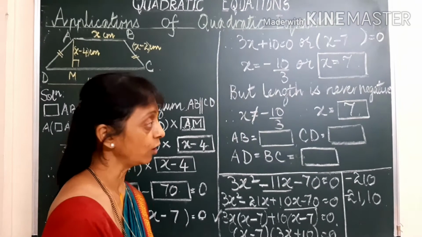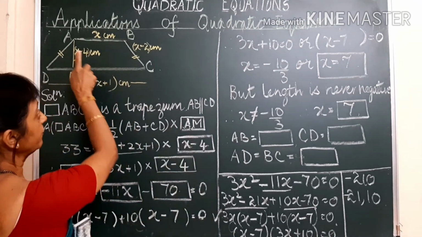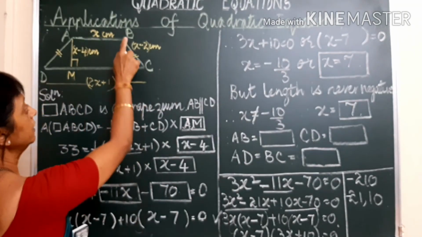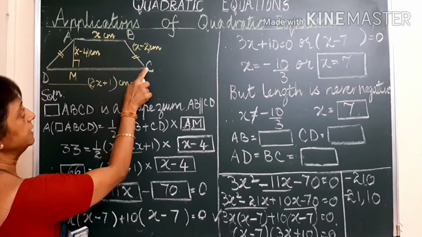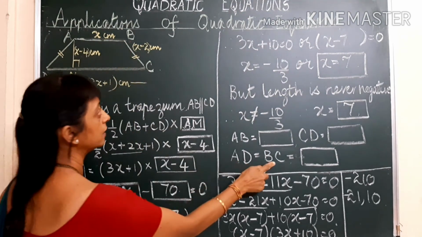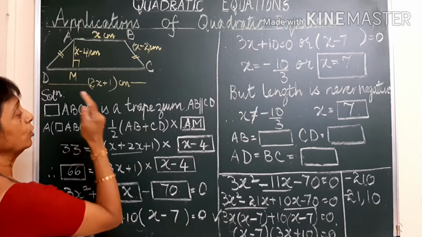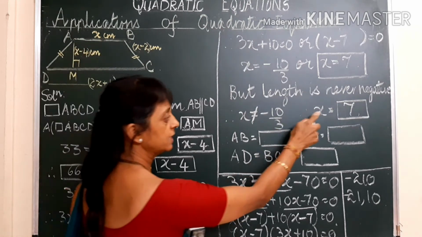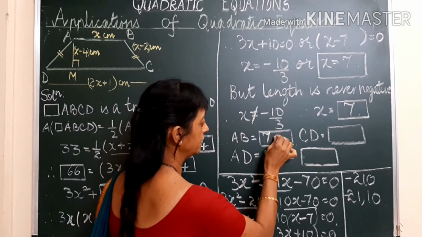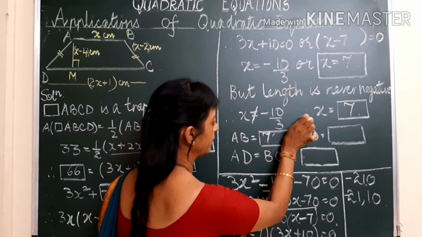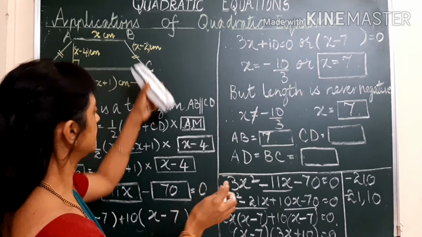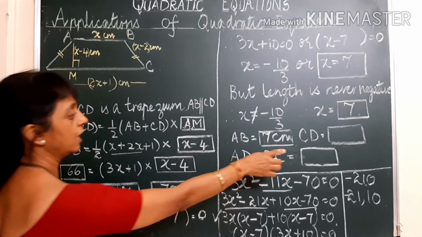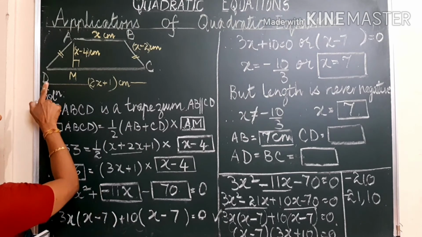So now that we have got the answer of x, we can find out the length of all the four sides. Right? Now over here, AD and BC are equal, and that is x minus 2. Who is x? AB is equal to x. And how much is x? 7. So 7, you can say 7 instead of centimeters. Yes, it is given as centimeters. 7 centimeters.